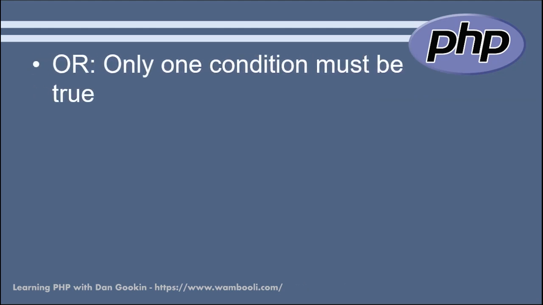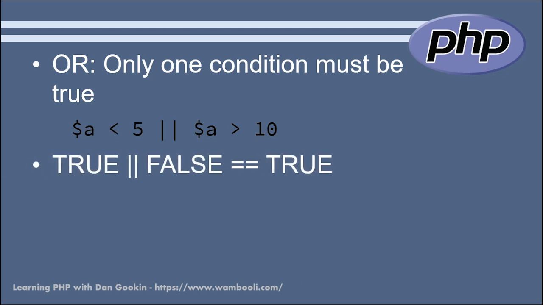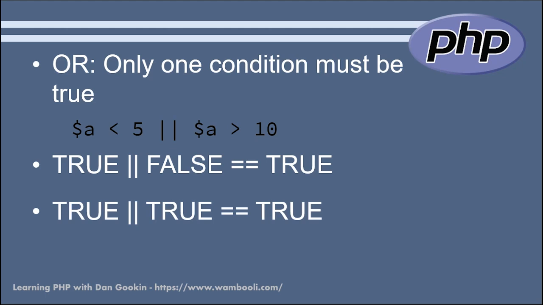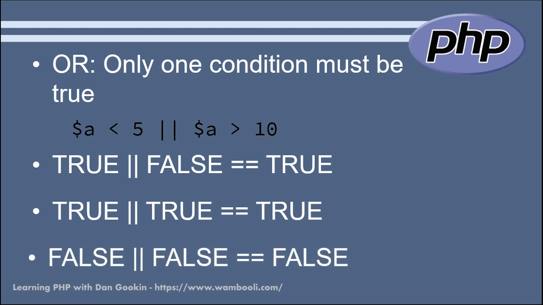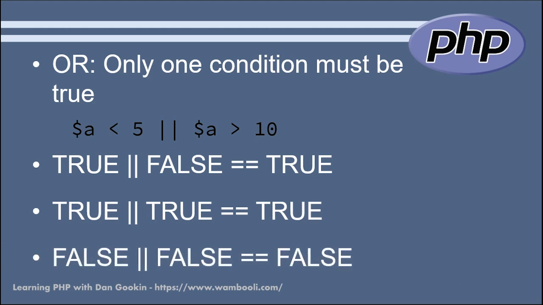For an or comparison to be true, only one of the conditions needs to be true. For example, if variable a is less than 5 or a is greater than 10, the condition is true. True or false is true. True or true is true, but false or false is false.